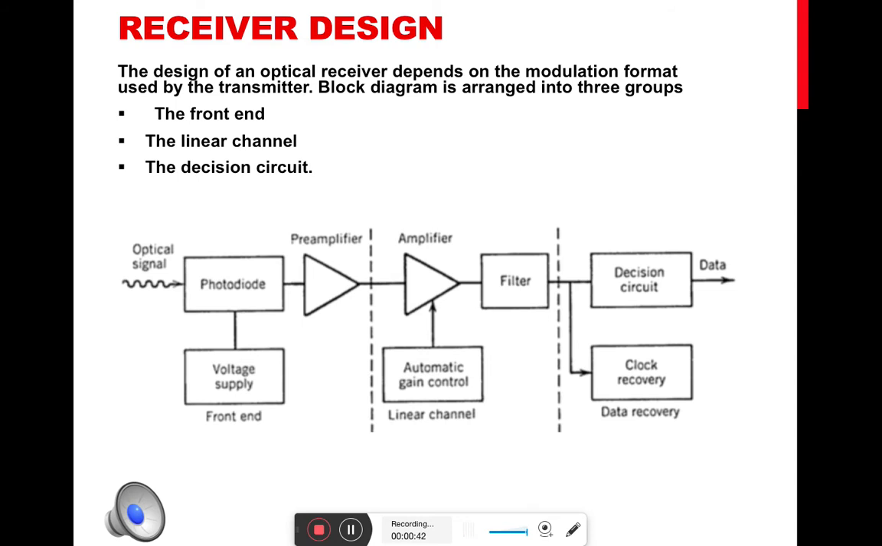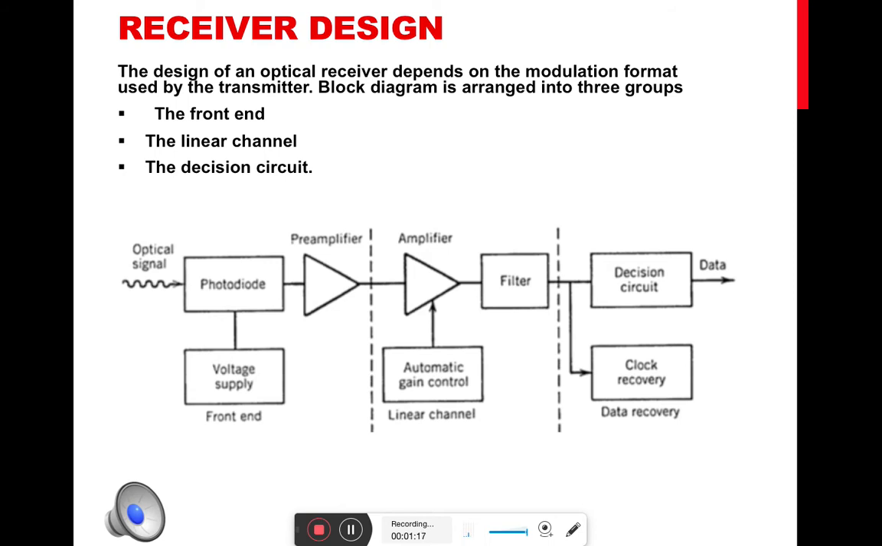Coming in detail about each part, the front end contains the photodetector and the preamplifier. As we have already discussed, the main function of the photodetector is to convert the optical signal to an electric signal, and the voltage supply in the front end gives the necessary bias required for the operation of the photodiode. As we all know, if we are using a PIN photodiode or an avalanche photodiode, we are always working in the reverse bias condition. So this reverse bias will be provided by the voltage supply.